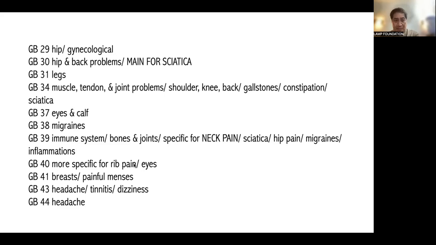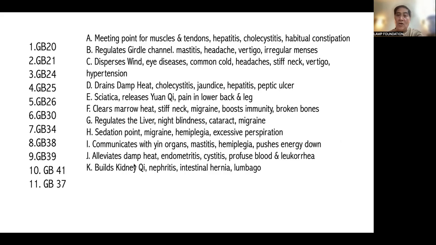GB41 for breasts, painful menses. GB43 for headache, tinnitus, and dizziness. And lastly, GB44, headache. So for those who are enrolled in the fifth module, you should know the indications of the 5 shu points. Okay? Particularly the ones we always use, the Jing-well, the Ying-spring, and the Hui-meeting points. Okay? Now let's call on someone to give us the answer.